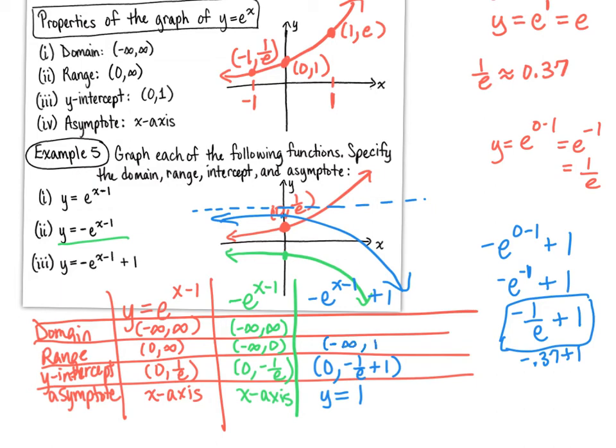Negative infinity to 1. Good. What is your domain? It's the blue graph, but you're reading the x values. What x values are possible? All real numbers. So how do you write that in interval notation? Negative infinity to positive infinity. Good, and there you go.